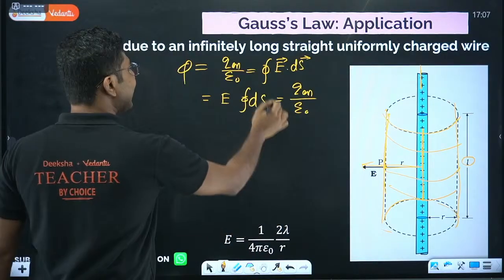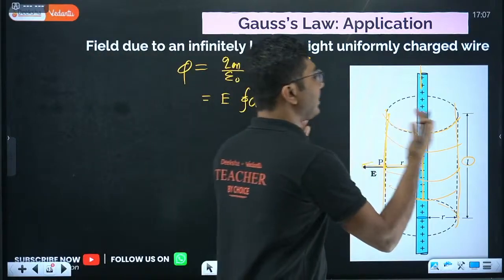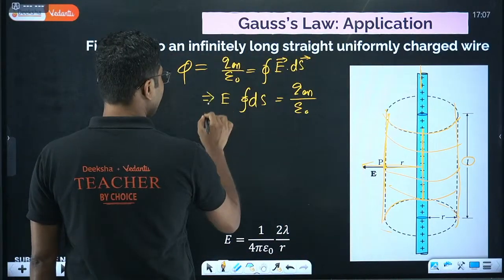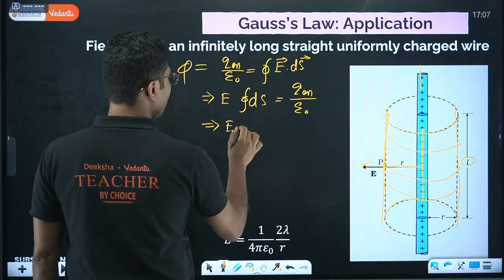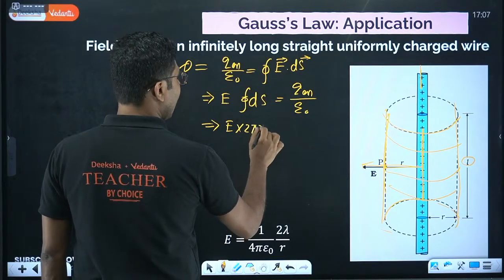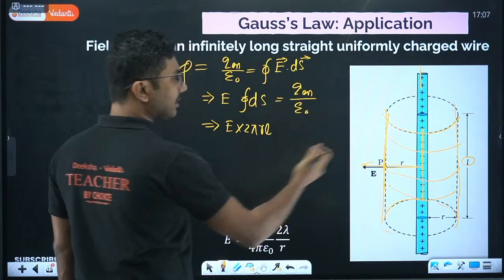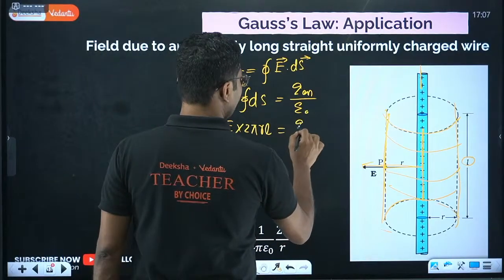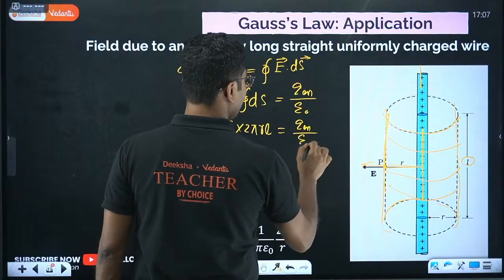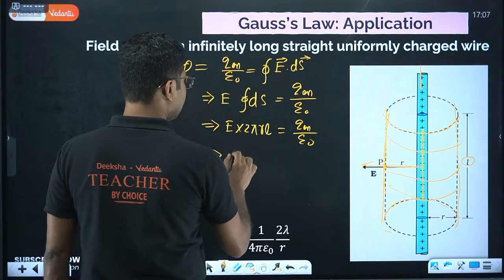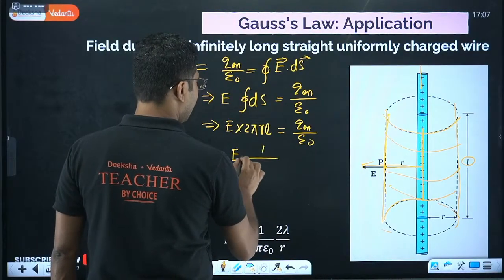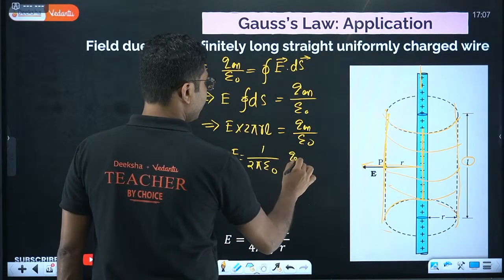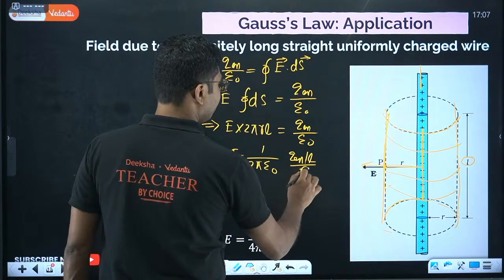Now what is this ds? ds is basically the surface area of this curved surface. So you can write this as E into 2 pi RL. 2 pi RL is the surface area of a curved cylinder. So that equals Q enclosed by epsilon naught, or you can write this as E equals 1 by 2 pi epsilon naught, Q enclosed by L, by R.